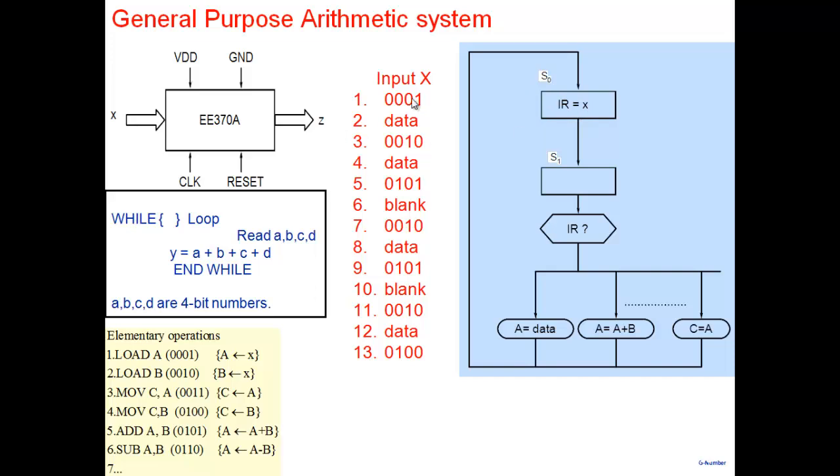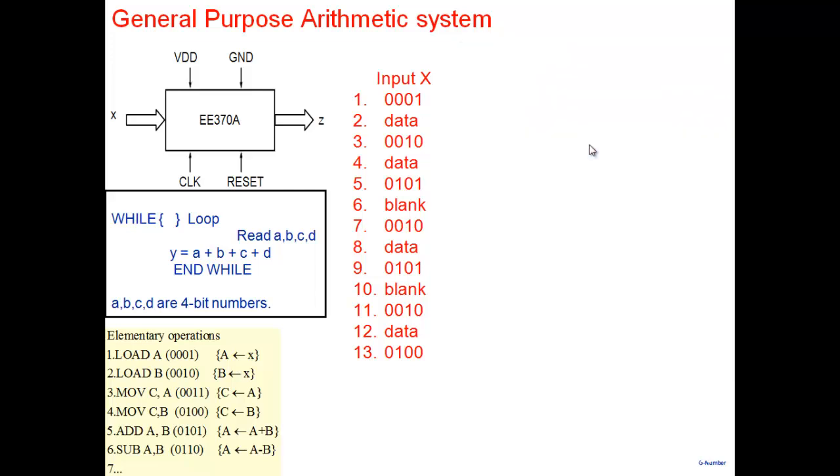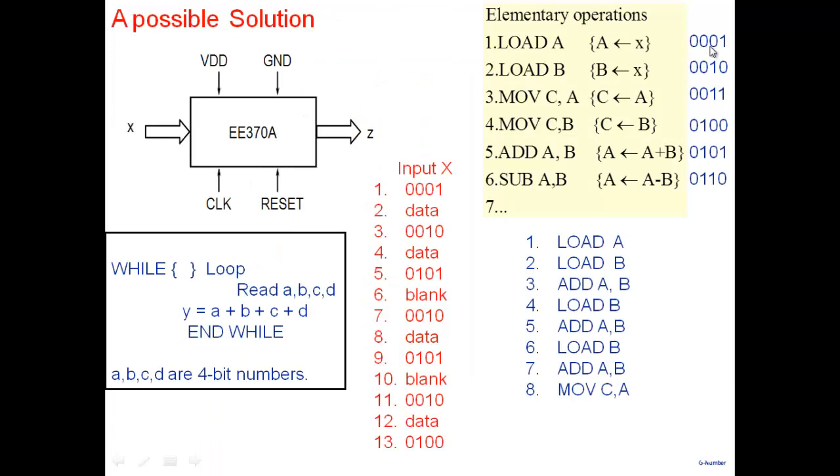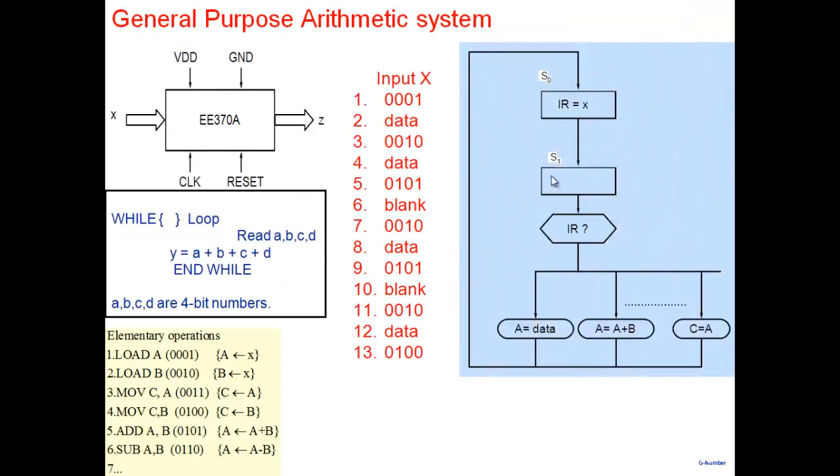The first one is an instruction: IR equal to X in state S0. Then when I come in state S1, I test what is there in the instruction register. Remember, we went back and said each instruction has a certain bit pattern: 001, 0010, 0011. Each instruction is coded in a particular manner. So in S1, I test what is there in my IR, and according to it I generate a set of control inputs which will cause this transfer to take place. Data to A, or A plus B to A, or A to C. All these operations will take place depending on the content of IR.